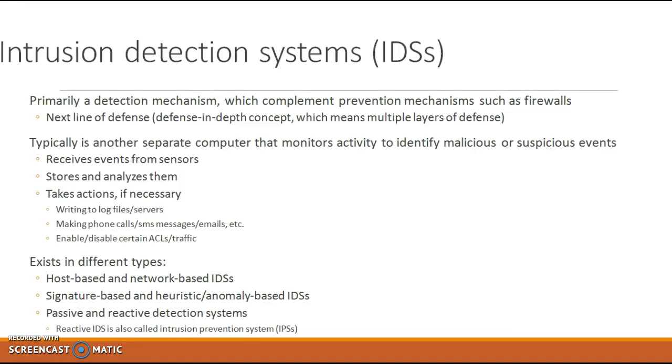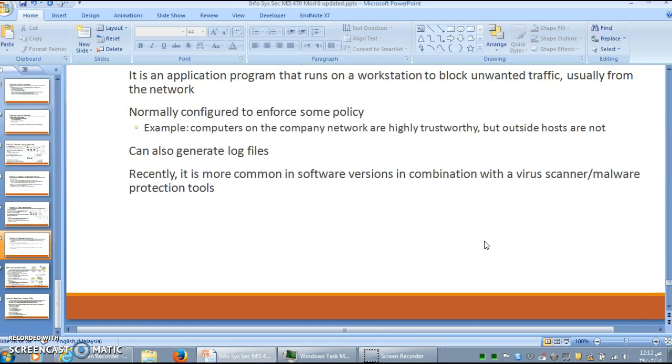It works as a passive and a reactive detection system as well. What is the passive and what is the reactive? Reactive IDS is also called the intrusion prevention system. When it can prevent the attack, we call it an intrusion prevention system. When it can only detect it, we say it is a detection system. It cannot prevent. So this was the last slide for this one.